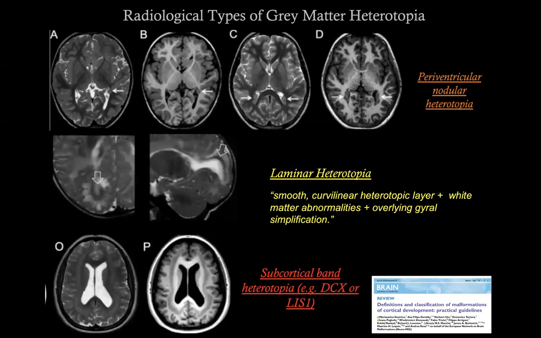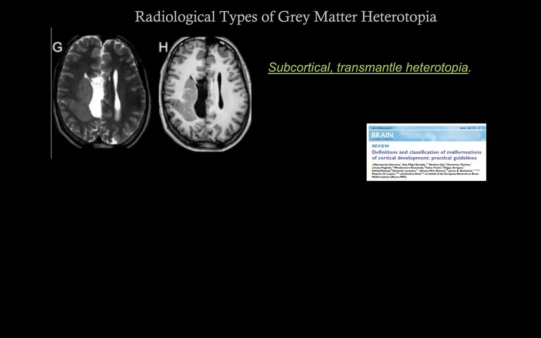This is the subcortical band heterotopia, a band of heterotopic gray matter in the white matter, very, very smooth. And when we see something like that, pattern recognition, think genetic, most likely with the DCX and at least one, but there are other genes I will mention.